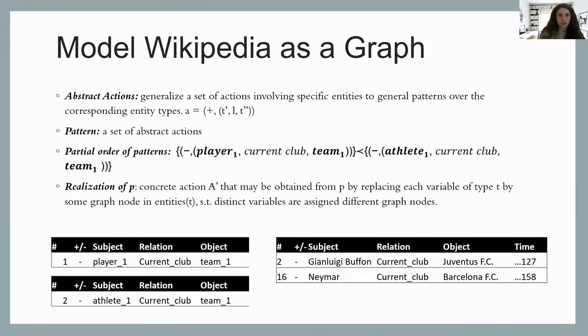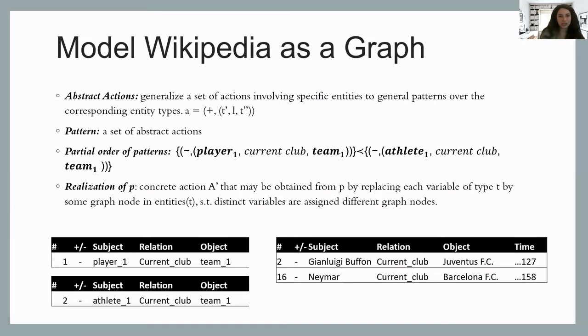Another thing that we have to do is make an abstraction. So we will generalize a set of actions involving specific entities to general patterns over the corresponding entity types. So now we won't look at specific soccer players, but we will look at the whole group of soccer players. Then we define a pattern as a set of abstract actions. As you can see, pattern number 1 is more specific than pattern number 2. They both are in tables on the left side.